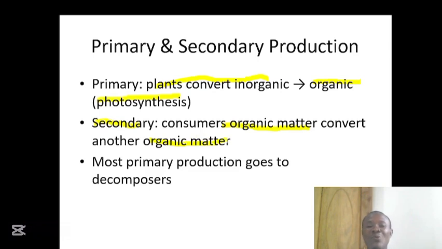For them, they are not converting inorganic into organic, but they are converting that organic into another organic substance so they can make use of it. But one thing we need to know, most primary production goes to decomposers. Just observe all of these plants that we are seeing. Just observe the amount of animals, the amount of creatures that we have. Not even 10% of them are being eaten. Majority of them will die and decomposers will feed on them.